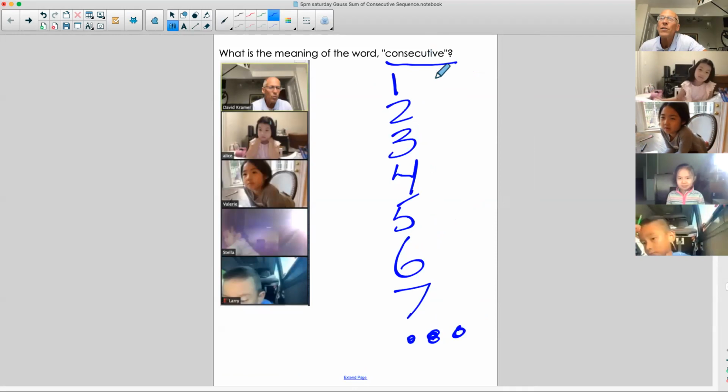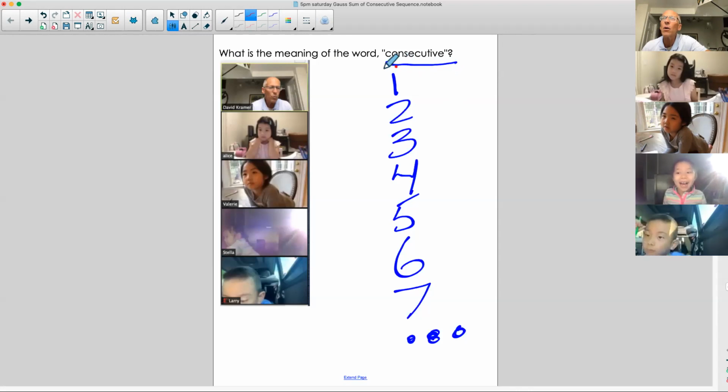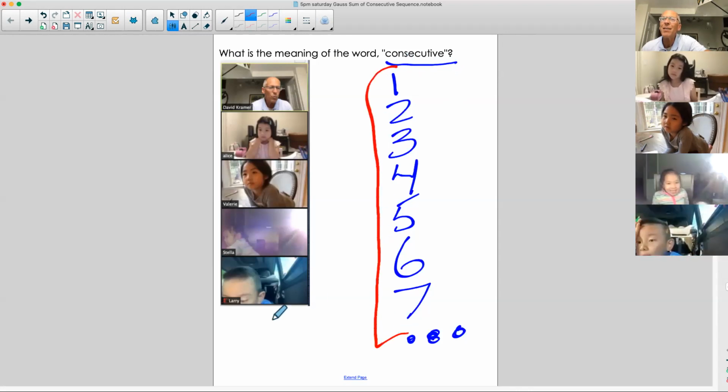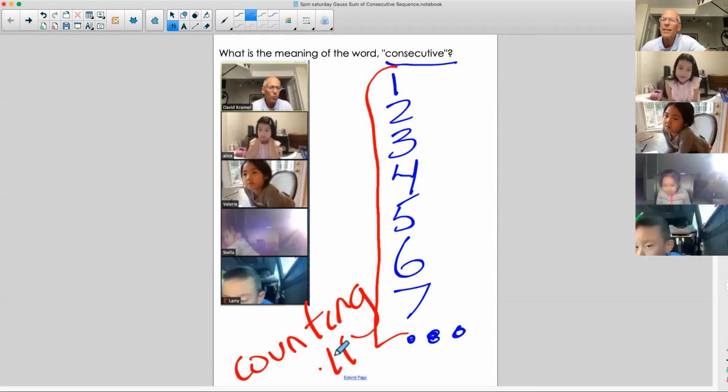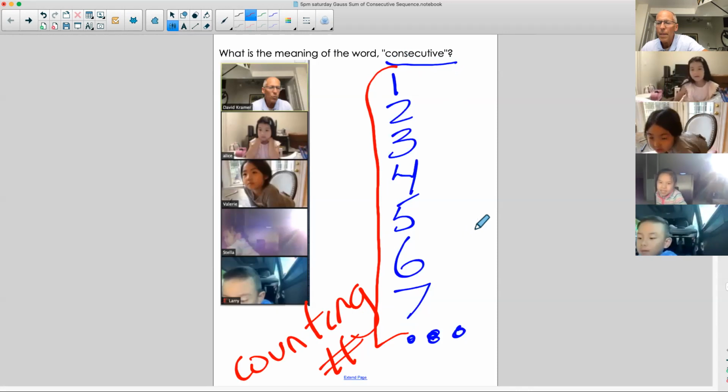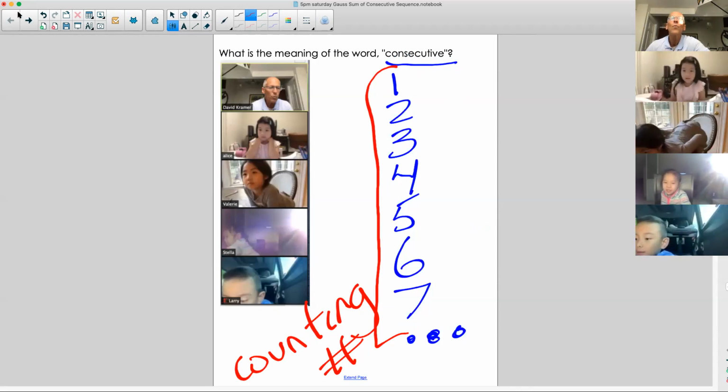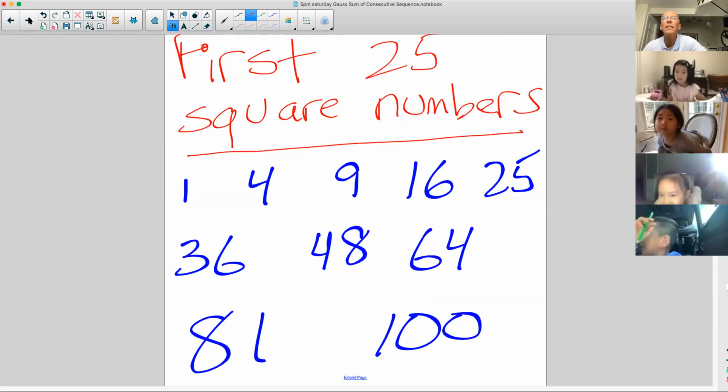Now, let's write dots after that, because it means that this goes on forever. So consecutive means one after the other. So these are actually called consecutive counting numbers. Can you guys say consecutive counting numbers? Consecutive counting numbers. Right.